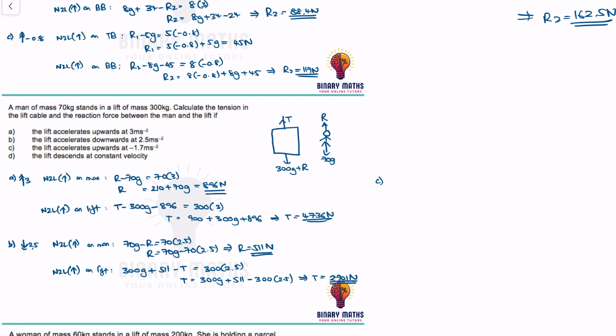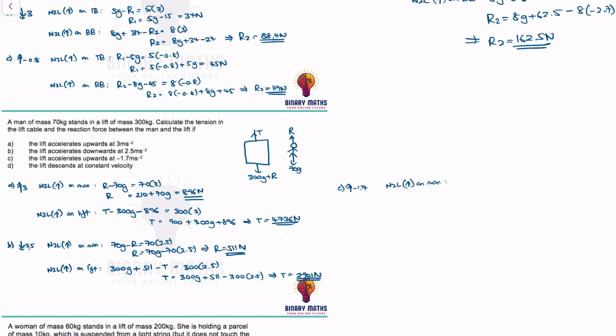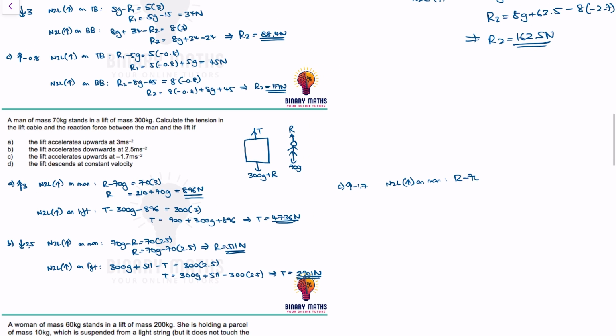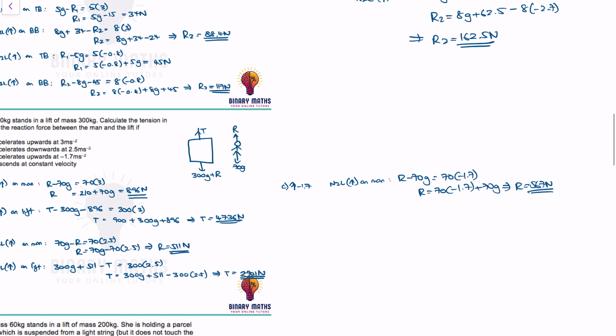Okay, C, the lift accelerates upwards by negative 1.7, so negative 1.7. Then Newton's second law applied vertically on the man. Because it's going upwards, R minus 70g must be equal to 70 times negative 1.7, which means R must be equal to 70 times negative 1.7 plus 70g, which implies R is equal to 567 newtons.